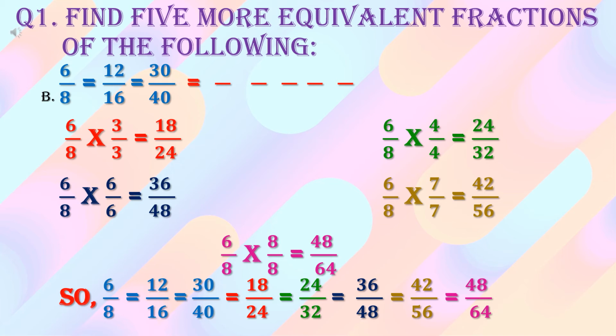For the fifth equivalent fraction, we will multiply 6 upon 8 by 8 upon 8. So 6 8s are 48 and 8 8s are 64. So numerator is 48, 64 is denominator, and the fraction is 48 upon 64. That means 48 upon 64 is equivalent to 6 upon 8. So children, this way we can find out equivalent fractions, और ऐसे ही आप जितनी चाहें उतनी equivalent fractions find out कर सकते हैं.